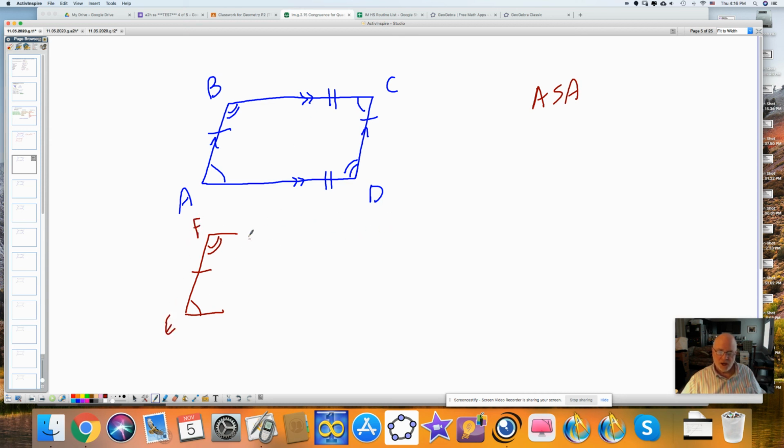To get to G, I know that the opposite angles are going to be congruent, so I could put it way over here. And I know that the opposite sides will be congruent, so this side has to be congruent to this. But can you see I can move it anywhere? This doesn't work. This is not valid.